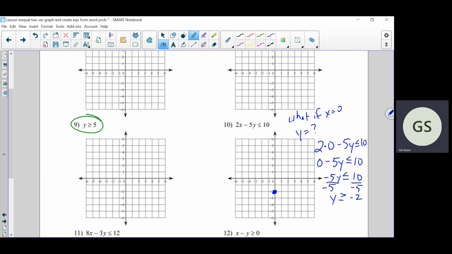Really, this point is 0 comma negative 2, because we made x 0. So it's an ordered pair that is 0 comma negative 2. Again, that's what that point is. I just put on the graph 0 comma negative 2.